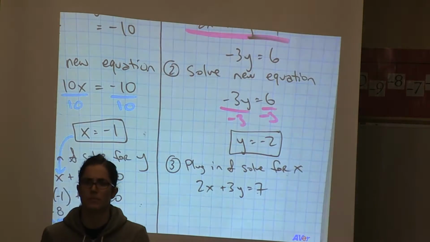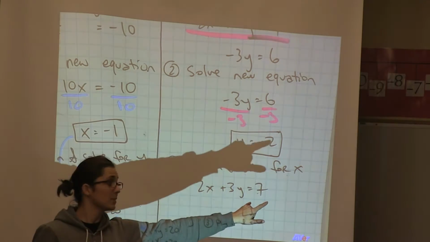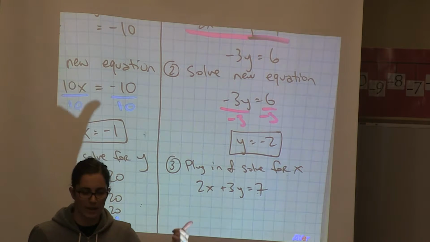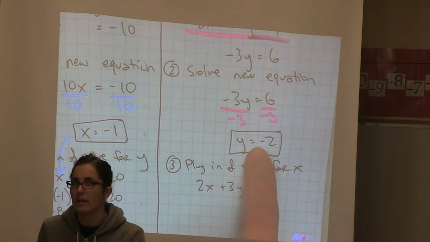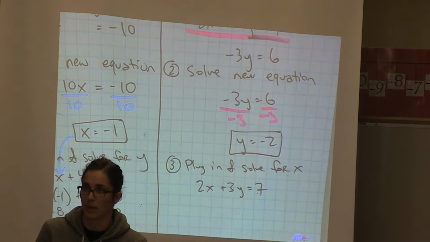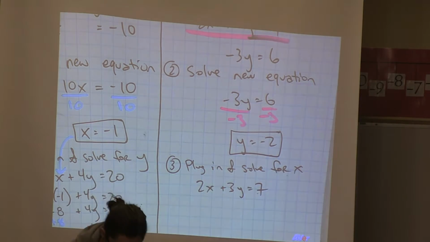How do I know? Abby? Because negative 2 equals y. Right, because that's what it's equal to. Sometimes we get confused if I'm plugging it into x or y. If it's equal to y, plug it in for y. There's a reason this structure is here. It's not just random.